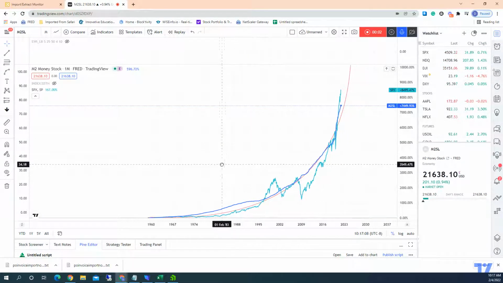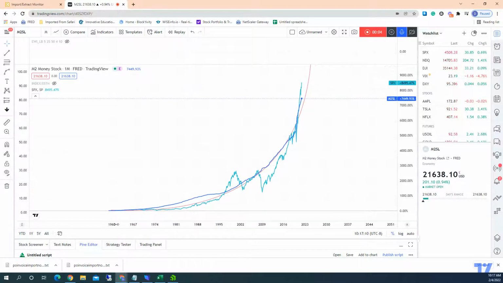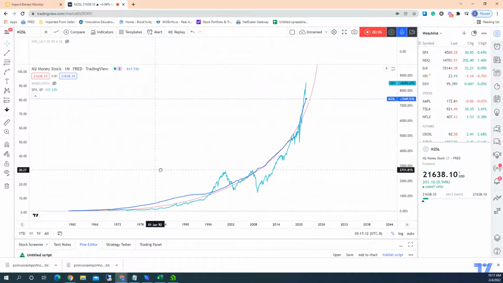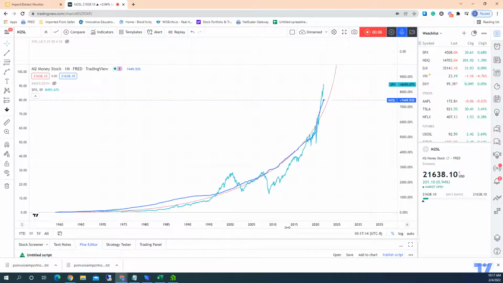Hey, real quick, guys. I was taking a look at this the other night. I just wanted to show something interesting. If you look at this in a very long term, this is your M2 money supply. This is the supply of money in the United States. Of course, there's M1, M2, M3, all these different things, but this is a good standard to go by. And that's your blue line, your turquoise line, or whatever you want to call it, is the S&P 500.